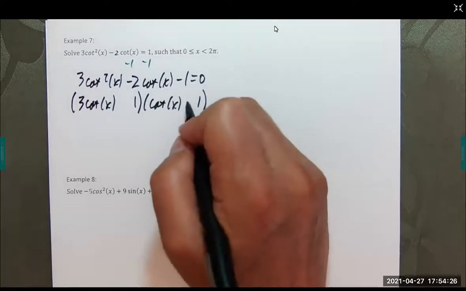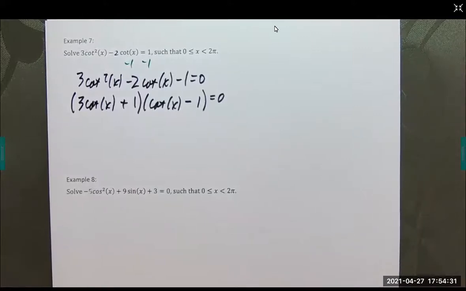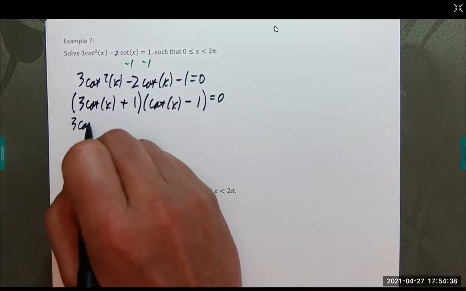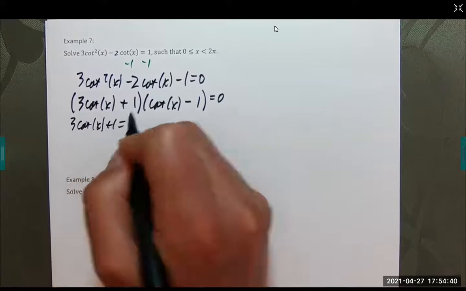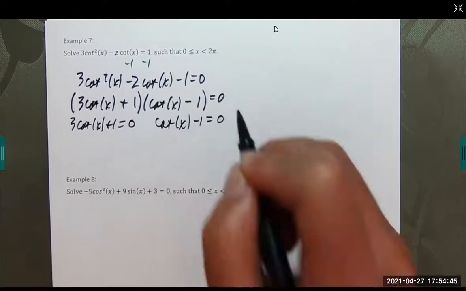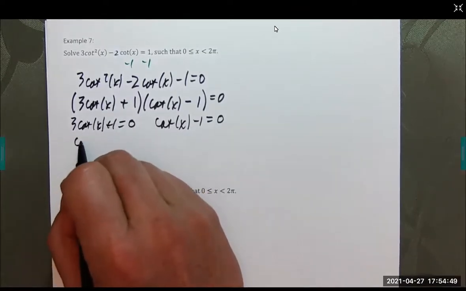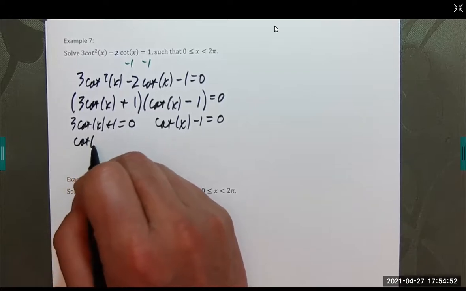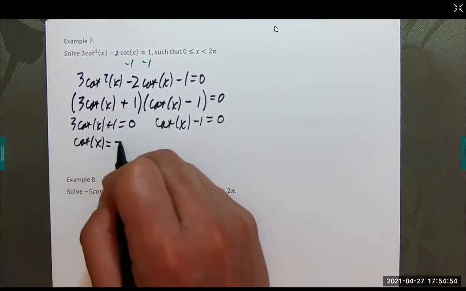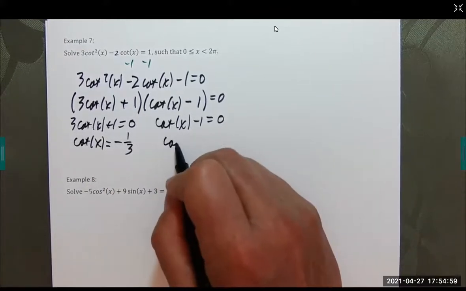And that is going to give me minus there and a plus there. This means 3 cotangent x plus 1 equals 0, and cotangent x minus 1 equals 0. So you can see I'm going to subtract a 1 and divide by 3. Negative 1/3, right? Subtract 1, divide by 3. Add a 1 to both sides.